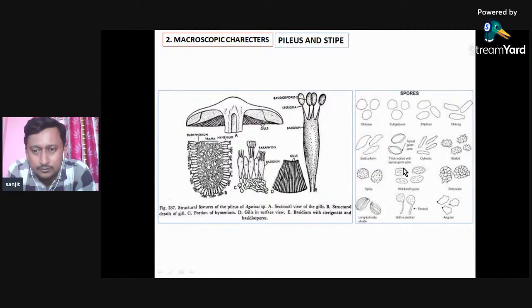These are the different types of spores which were observed under the different groups of mushroom.